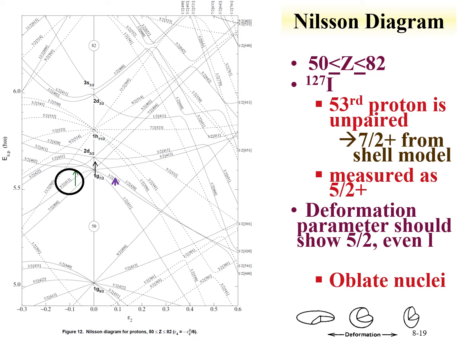We see that the spin and parity of iodine-127 is 5/2 plus. Based upon this Nilsson diagram, we could say that for the nuclear shape, spherical is here, oblate is a negative deformation parameter, prolate is a positive deformation parameter. The spin of 5/2 for the 53rd proton indicates that this nucleus is deformed with an oblate shape.